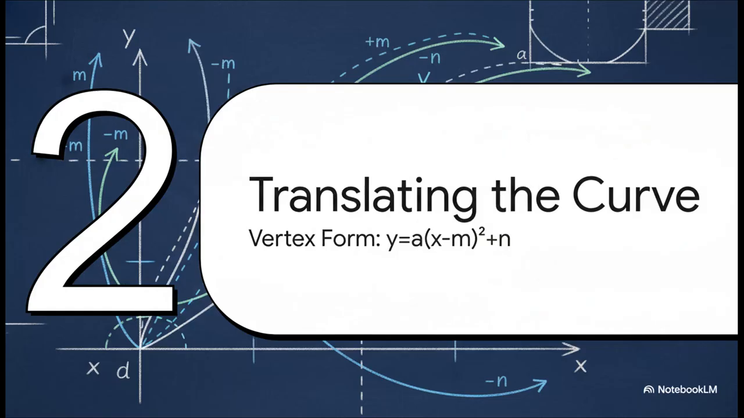So we've got our shape down. We can make it open up or down, make it skinny or wide, but there's a small problem. It's stuck at the center of the graph. How do we get it off the origin? How do we move this thing around and place that curve anywhere we want? Well, it's time to upgrade our blueprint.